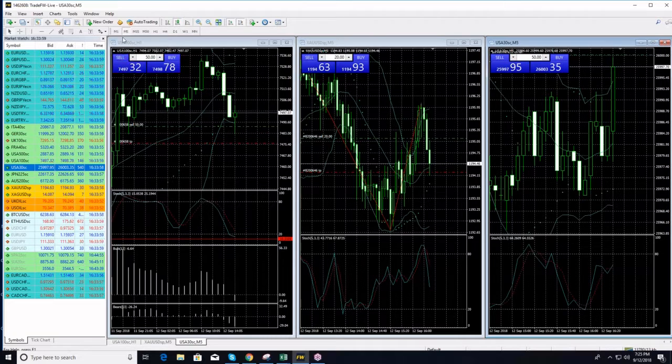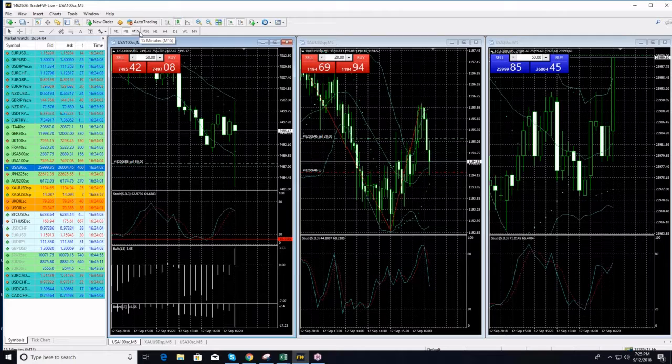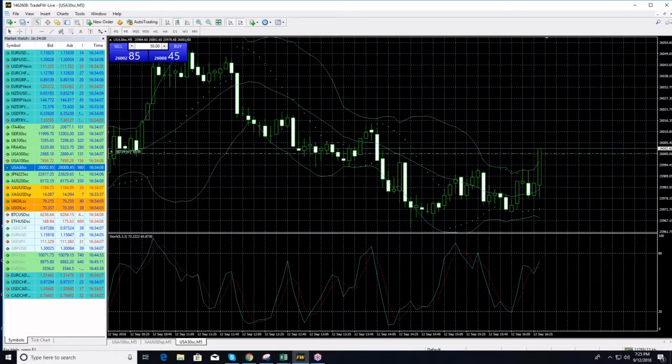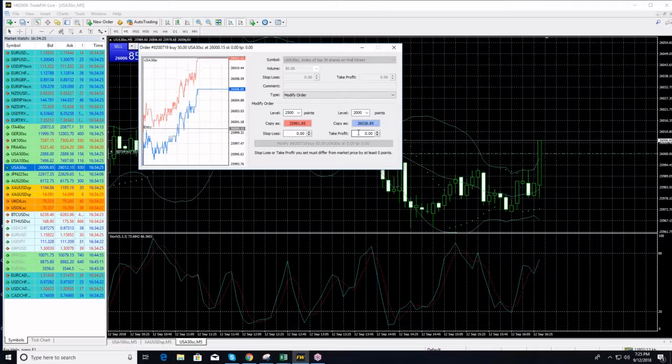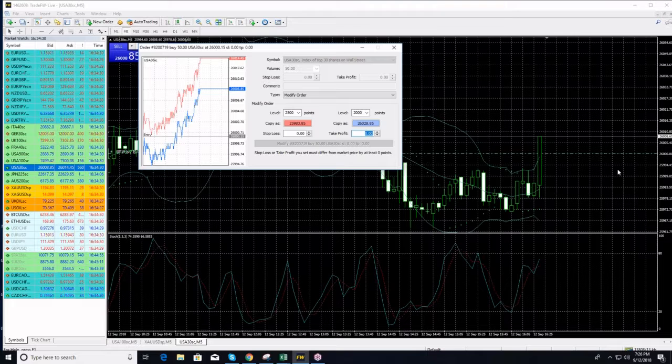USA 100 is still going okay. Okay, here we go. Now USA 30 is giving us some profits. Let's put it just past the 26,000. Just past the 26,000 is giving us $300. Let's go to, okay, 26,000.